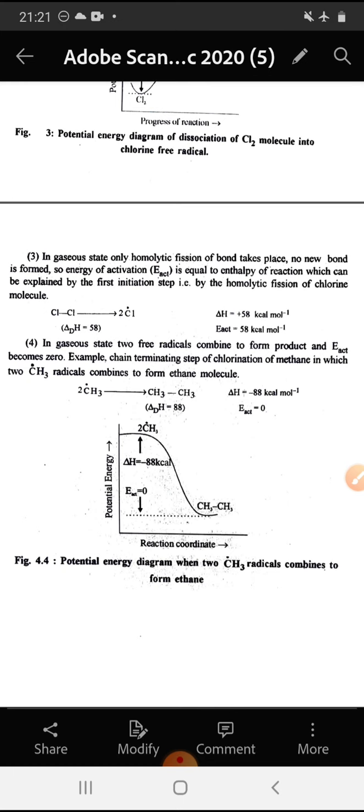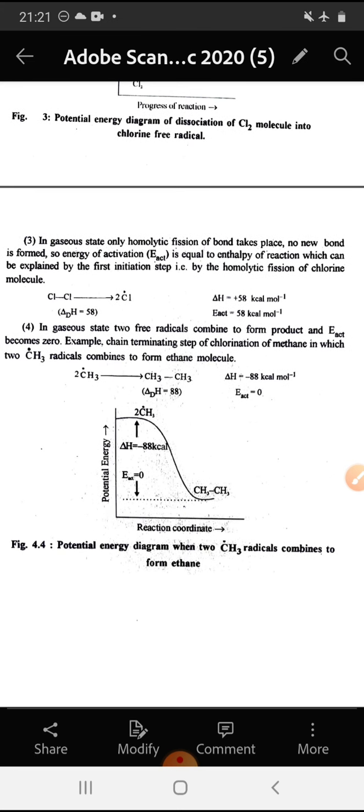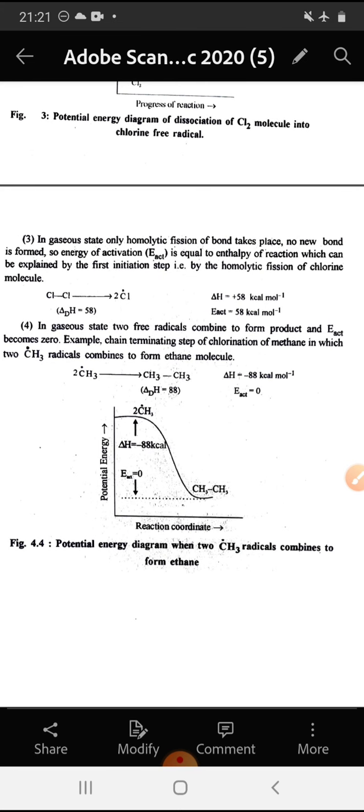So the enthalpy of formation is minus 88 kilocalorie per mole, and the energy of activation is zero, as there is no requirement of energy for the methyl radical.